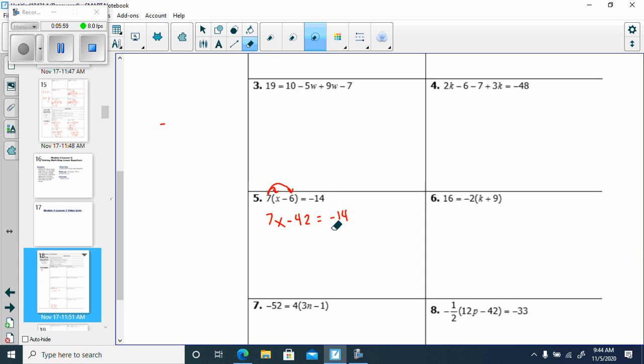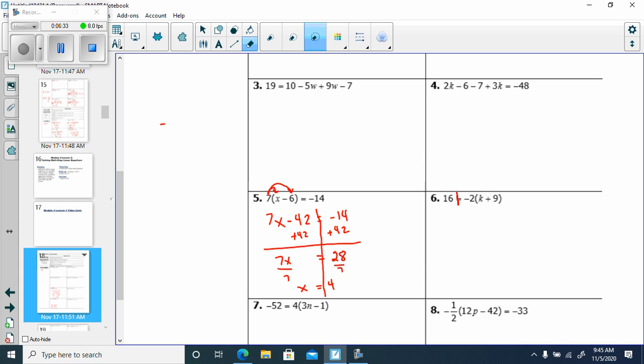Now I simply have a two-step equation and I need to solve it. Put your line through your x's. The first thing I do here is I would add 42 to both sides. If I add 42 to both sides, I'm going to wind up with negative 14 plus 42, which gives me 28. 7 times x equals 28. The opposite of multiplying 7 times x is divide both sides by 7, right? X then is going to give you 4.